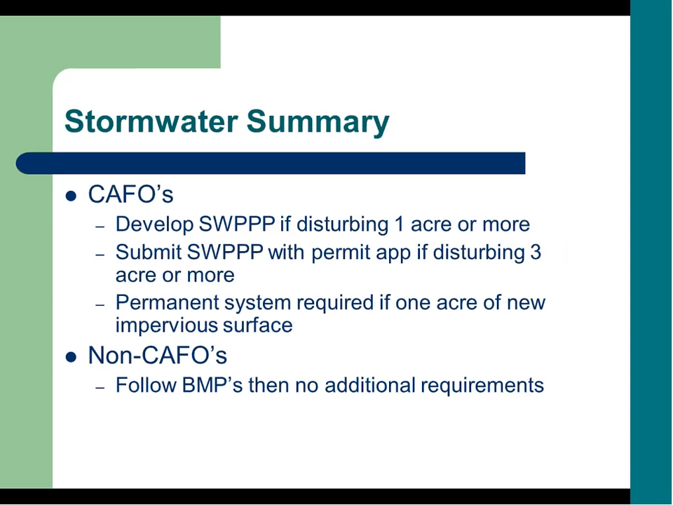Stormwater summary would be that the CAFOs need to develop a SWIP if disturbing 1 acre, submit if more than 3 acres, and have a permanent system if the new impervious surface is 1 acre or more. And non-CAFOs just need to continue to follow those BMPs with no additional requirements.